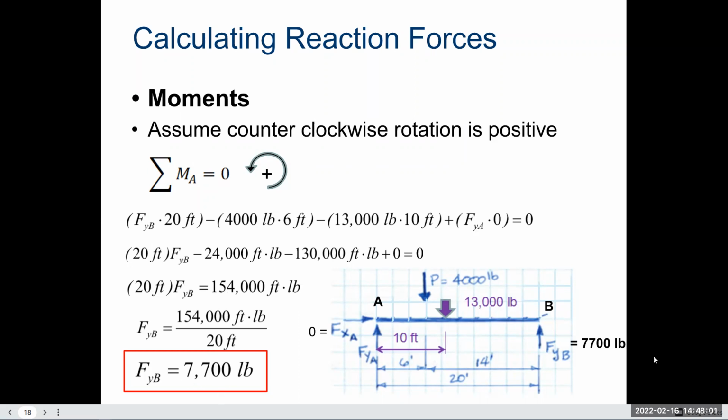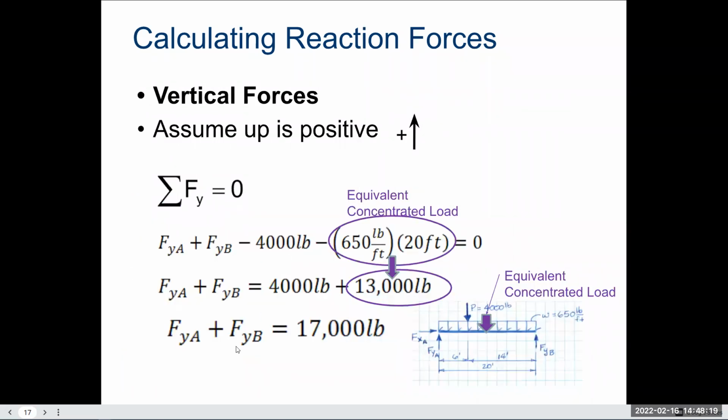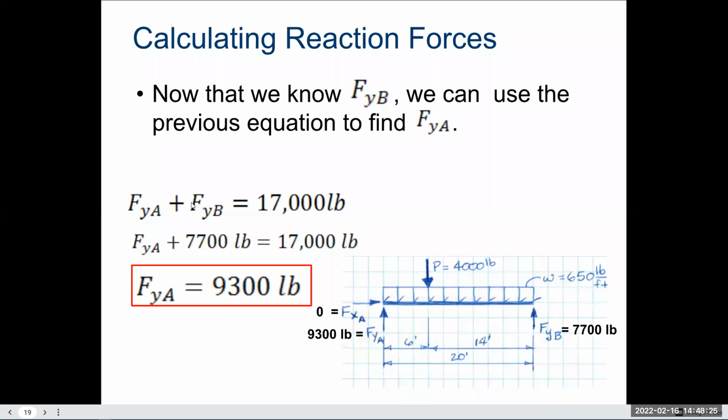So in total, I see that at point B, this support is going to be responsible for 7,700 pounds. That's what we see right over there. Okay, and now that we know force B, or force upwards at point B, we can go back to 2 slides back where we had this equation: F_y at A plus F_y at B needs to equal 17,000 pounds. All right, so putting it all together, we insert that 7,700. Again, solve for force y at A. That means 17,000 minus 7,700. My final answer for that would be 9,300 pounds.